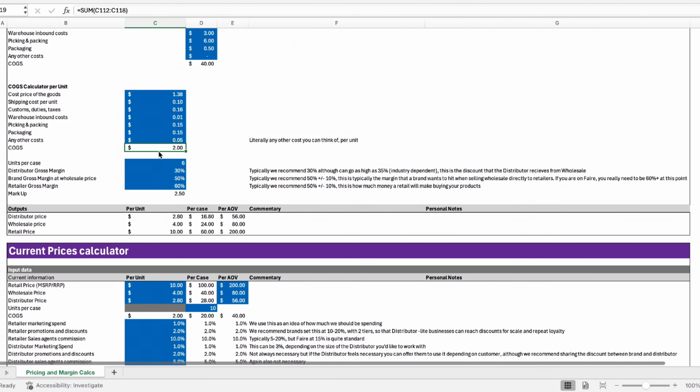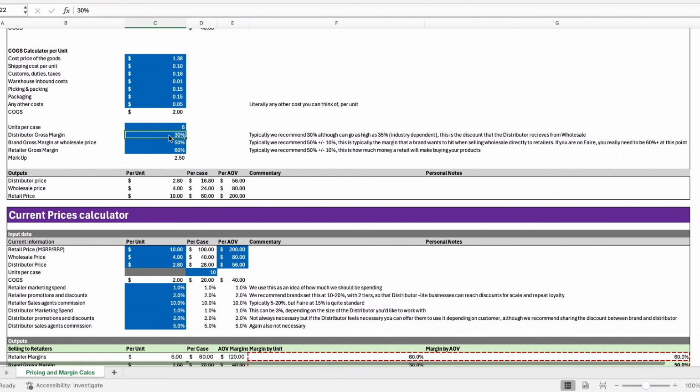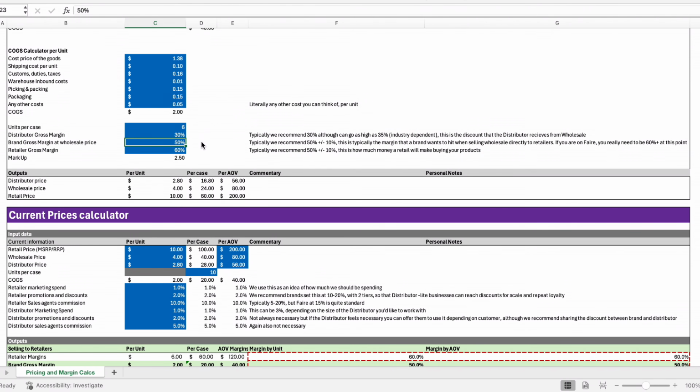So let's take this business where it's $2 COGS. Distributor margin we recommend at 30%. That can sometimes be 33%. It doesn't matter too much. Brand gross margins, what we typically recommend, this is basically the price difference between what you're selling your product to your retailers at and the cost of that product to you. So we recommend 50 plus, really. You probably want that closer to 60% just so that you're making enough money. And this really shows you the importance of having a low cost of goods sold.